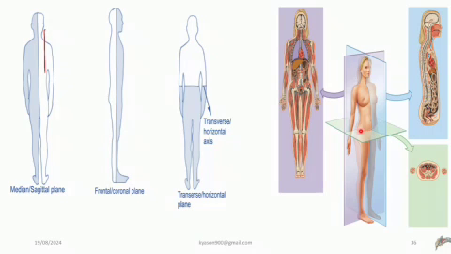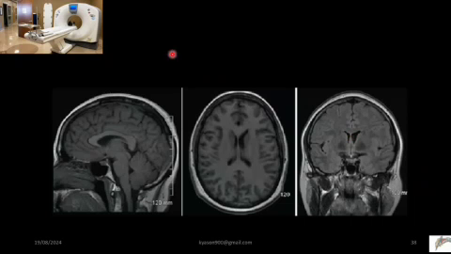Now, this plane is used to attain transverse sections of the body. Or you can call this a horizontal section, or a cross section, or an axial section of the body. And thankfully, we have imaging modalities that are designed to slice the internal structures of the body with the help of these anatomical planes. Okay? The CT and the MRI can provide pictures of any part of the body with the help of the sagittal plane, coronal plane, or axial plane.